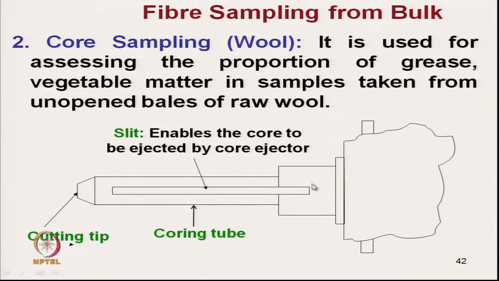This is the coring tube, and through this cutting tube it penetrates the bale. Here this is the plastic bag to store the material, and the slit is there to enable the core to be ejected by the core ejector. Okay, the core has to be ejected. So, it consists of this tube and cutting tip.